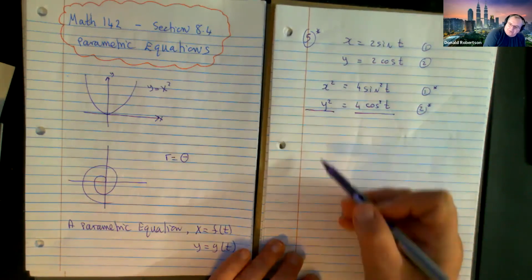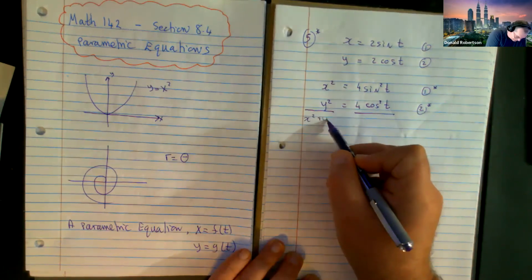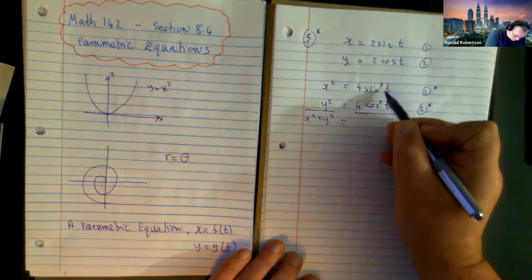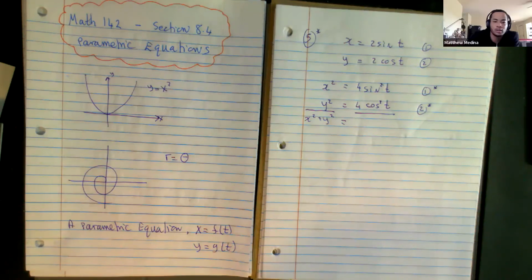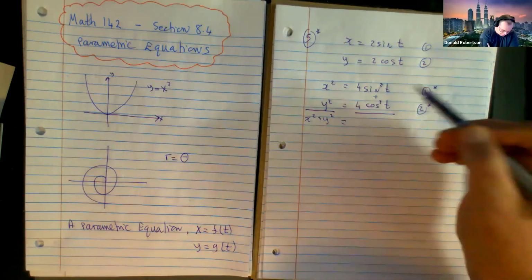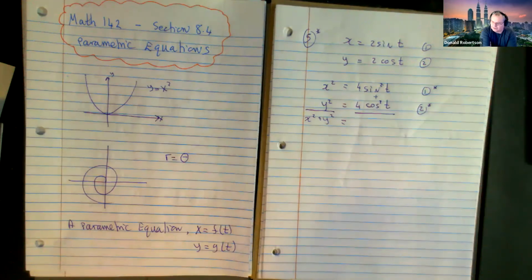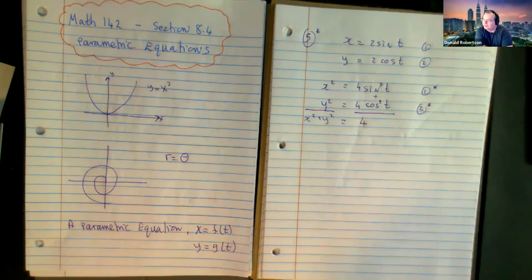Add them. If you add the two things on the left-hand side, you get that. And what happens if you add 4 sine squared to 4 cos squared? Sine squared plus cos squared equals 1. So won't 4 sine squared plus 4 cos squared get you 4? I think that's what you were saying.